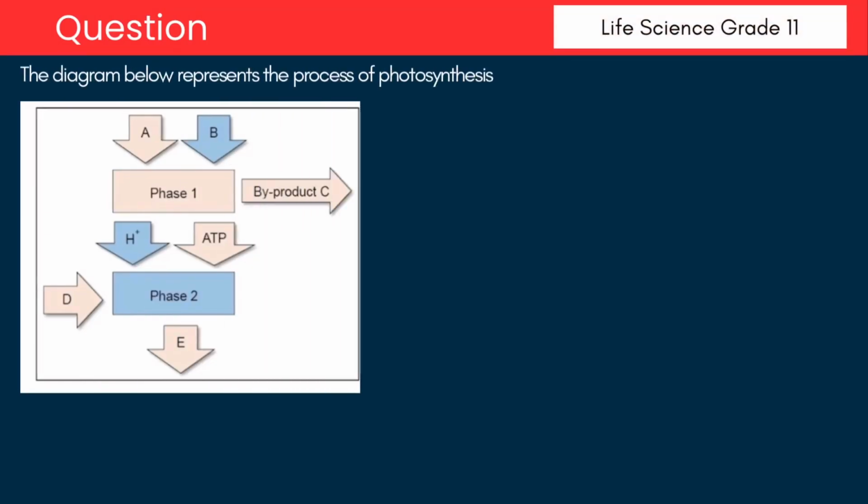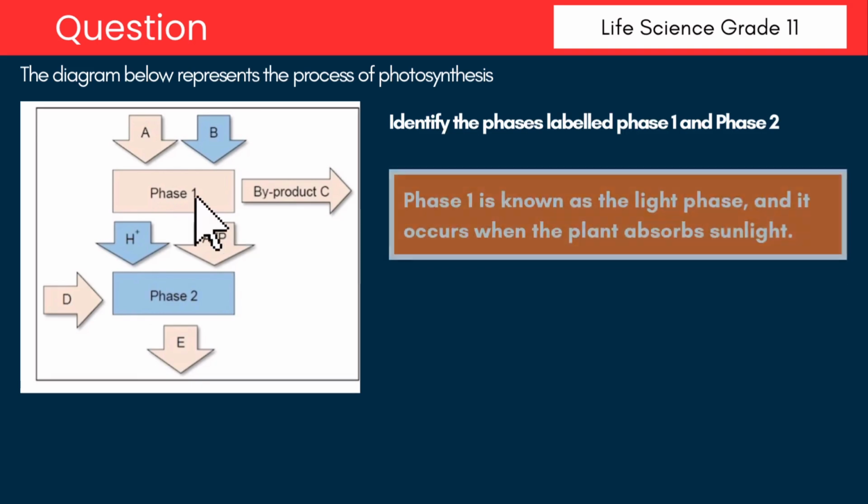Life Science Grade 11. The diagram below represents the process of photosynthesis. Question: identify the phases labeled Phase 1 and Phase 2.